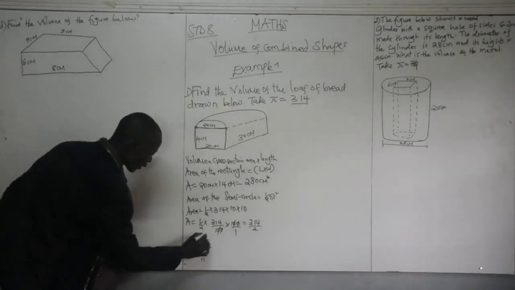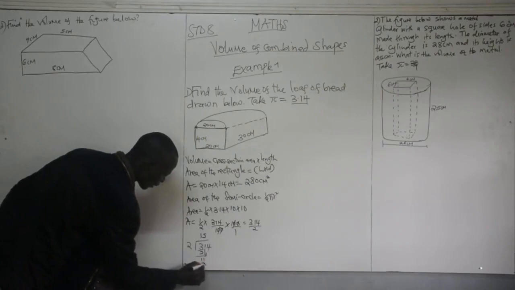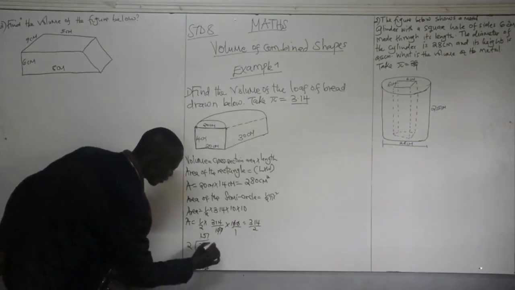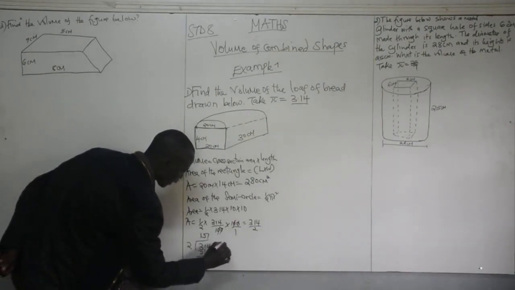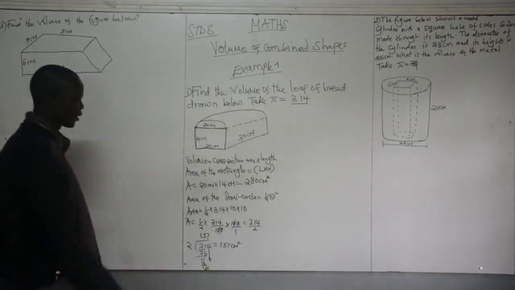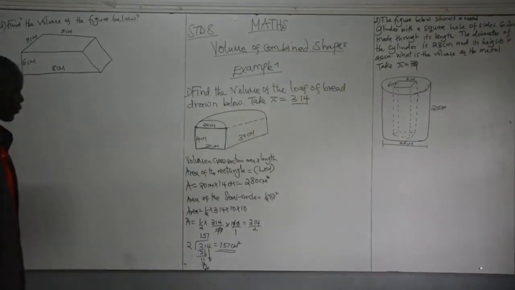So you write here 5, because 5 times 2 gives us 10. Again you subtract to get 1. Then you drop this 4 to make it 14. So this is 7, because of what? 14. So this will give us 157 square centimeters. So this was now the area of the semicircle.